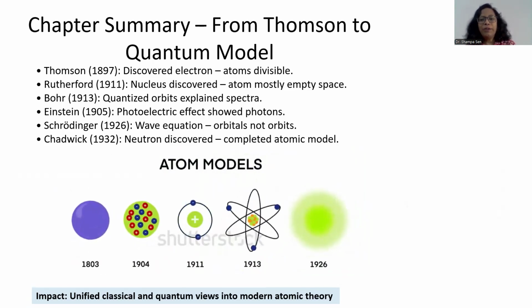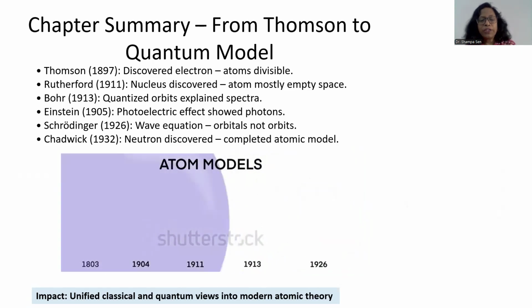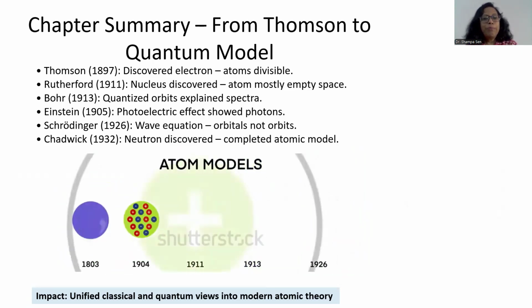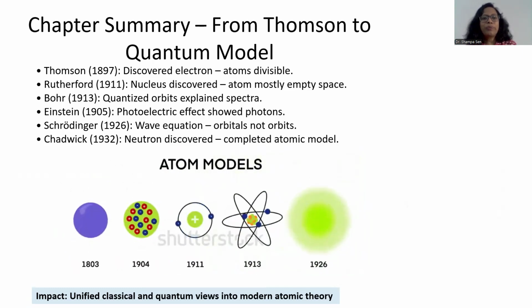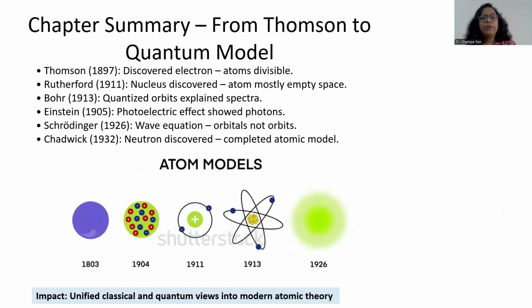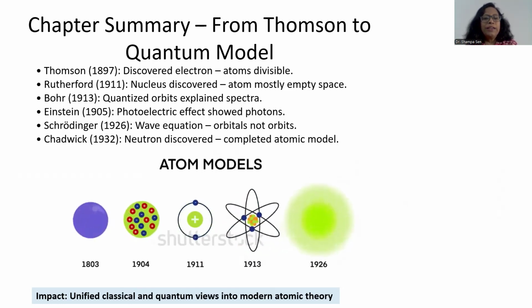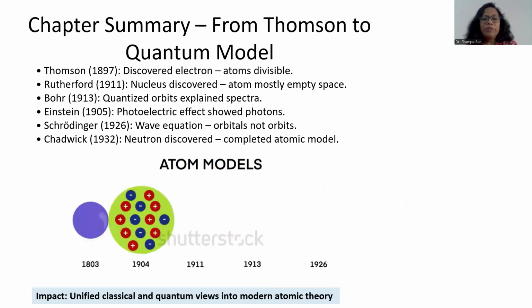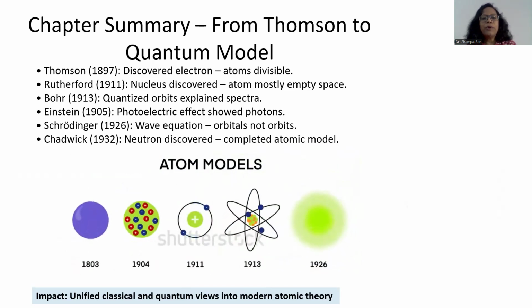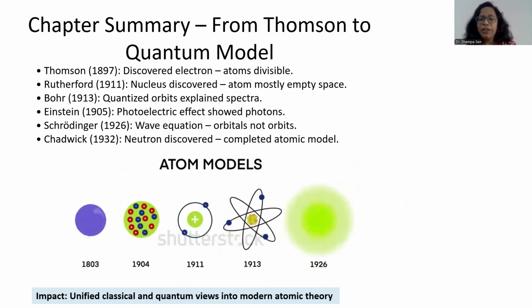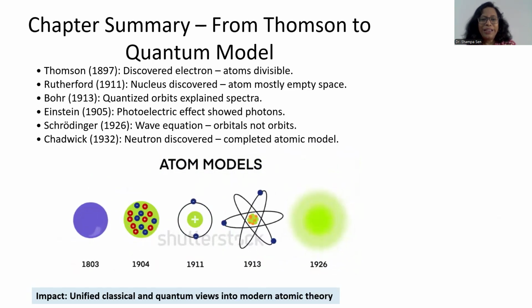Schrödinger in 1926 talked about the wave equation. Orbitals came into the picture, not fixed orbits. And after that, Chadwick in 1932 discovered neutrons and completed the atomic model. So this is the journey of atomic models, unifying classical and quantum views into modern atomic theory. That was the impact.